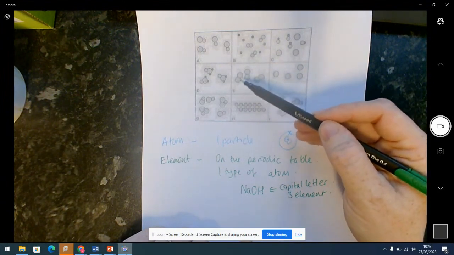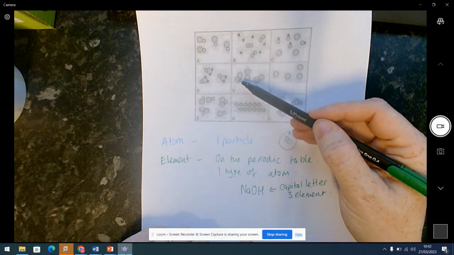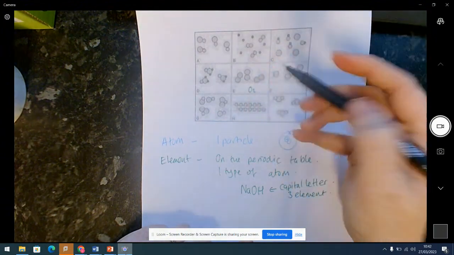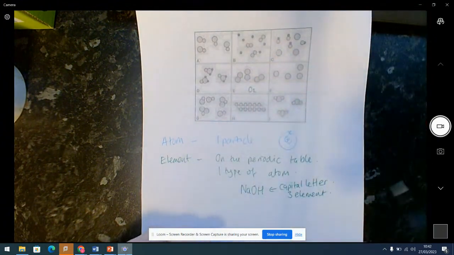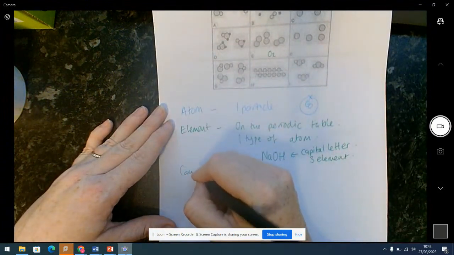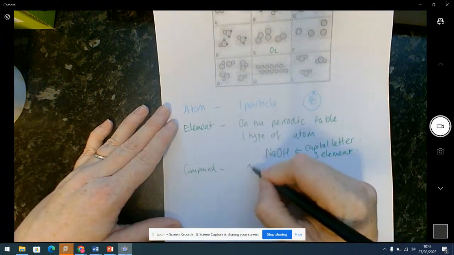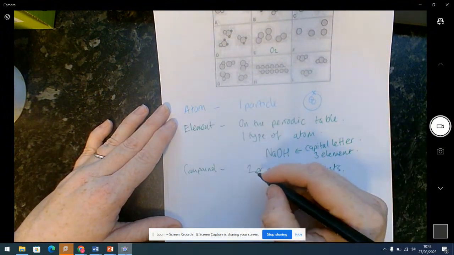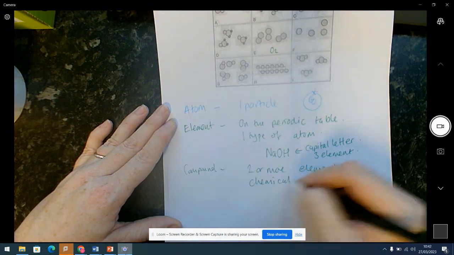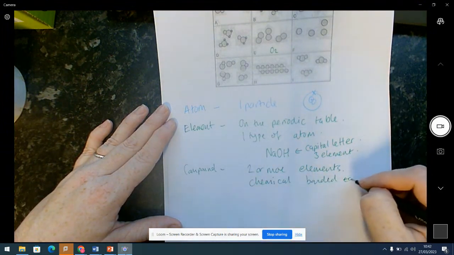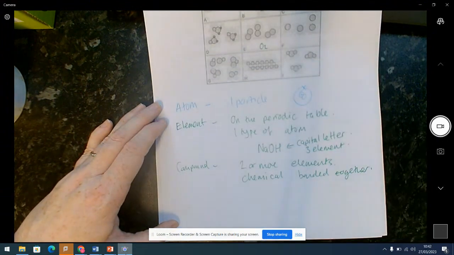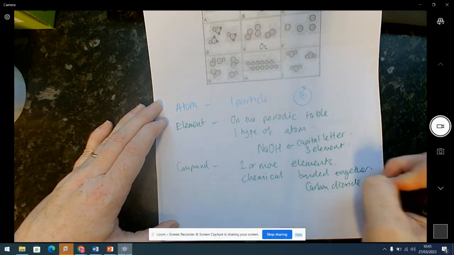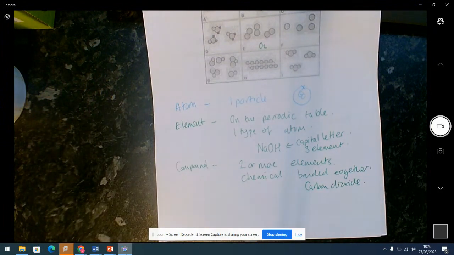This is what we call a molecule. So we've got 2 of the same element together. So that could be, for example, oxygen, which we know exists in pairs. So it's still one type of atom, so therefore would be an element. A compound is usually when you have 2 or more elements chemically bonded together. Okay, and compounds usually have 2 names. So for example, carbon dioxide would be an example of a compound.